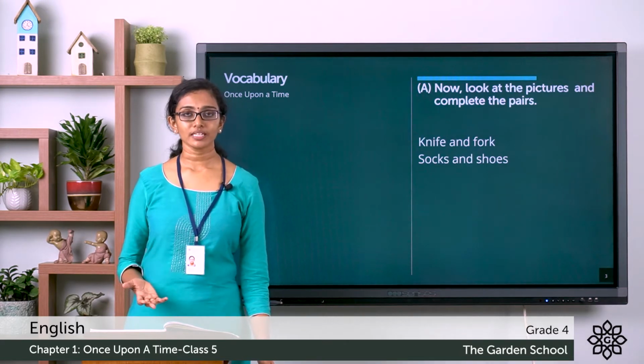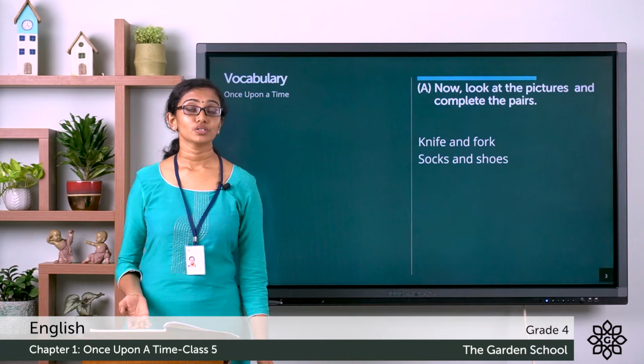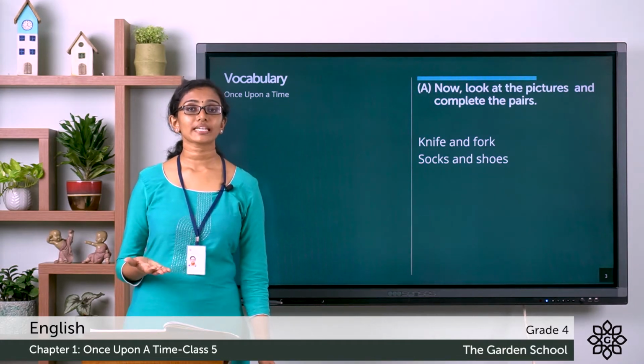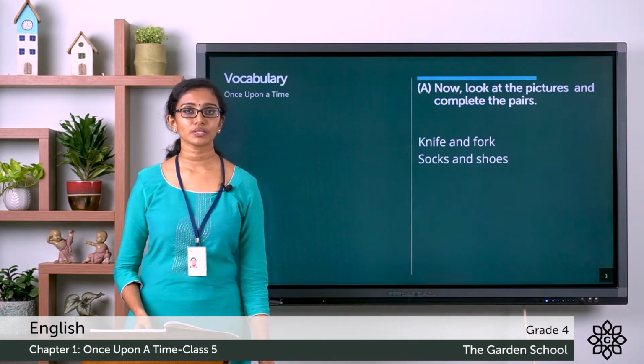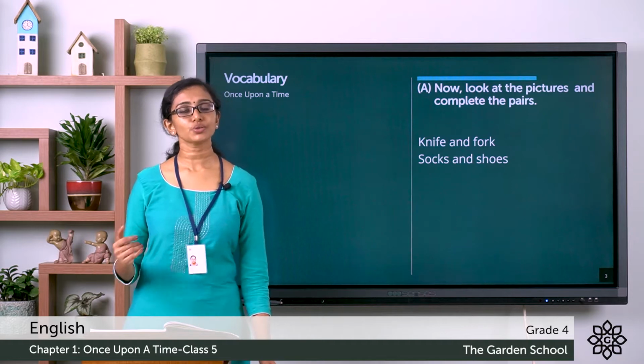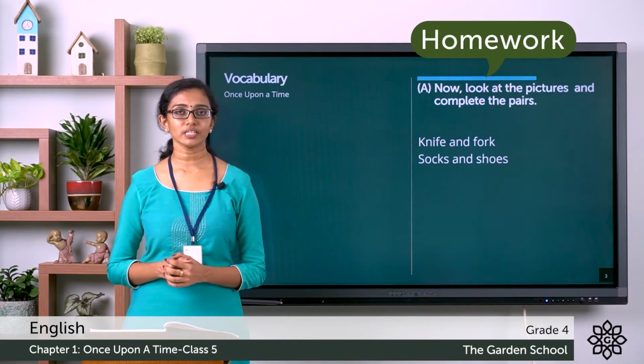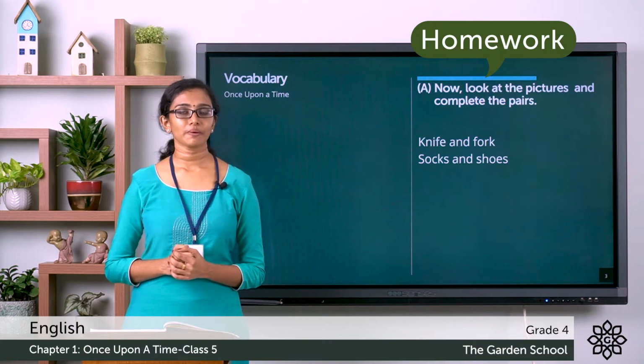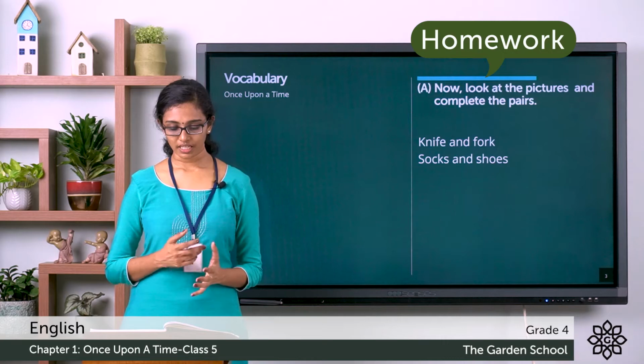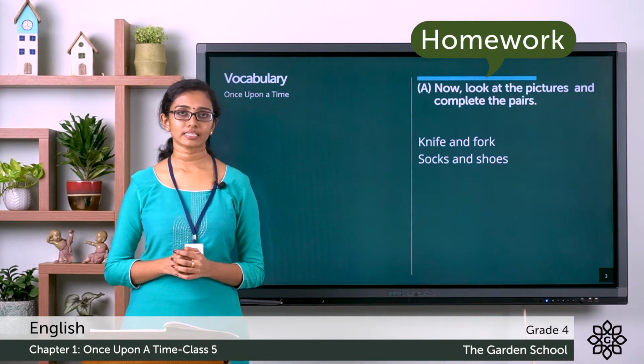The next picture is a pair of socks. So which word can be paired with the word socks? You can say socks and shoes. So similarly, have a look at the rest of the pictures. Find suitable pair words and complete this exercise. So this is section A of the vocabulary exercise.